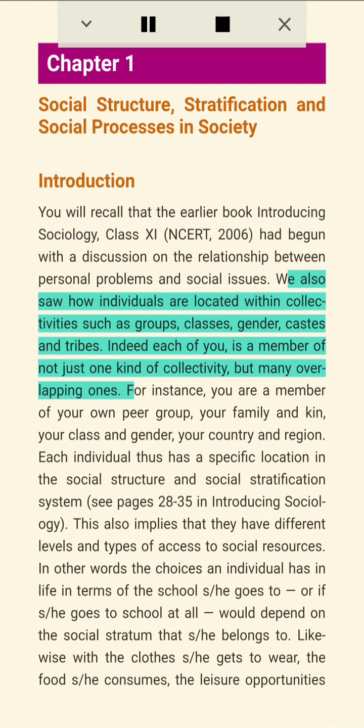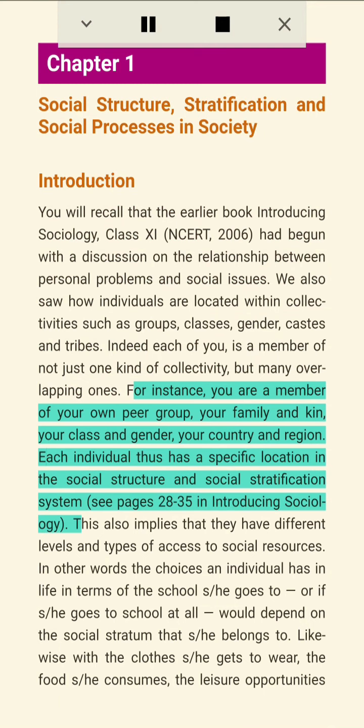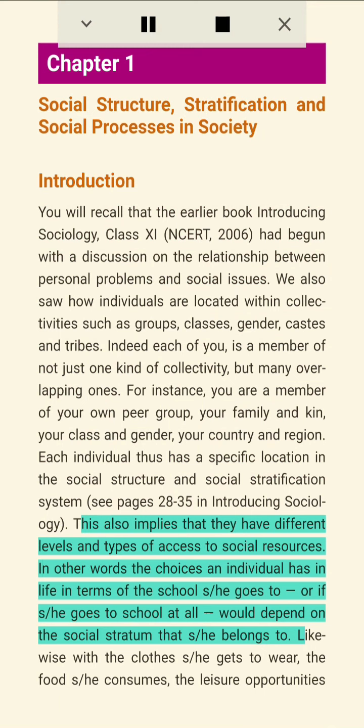Indeed, each of you is a member of not just one kind of collectivity, but many overlapping ones. For instance, you are a member of your own peer group, your family and kin, your class and gender, your country and region. Each individual thus has a specific location in the social structure and social stratification system. See pages 28 to 35 in Introducing Sociology. This also implies that they have different levels and types of access to social resources.